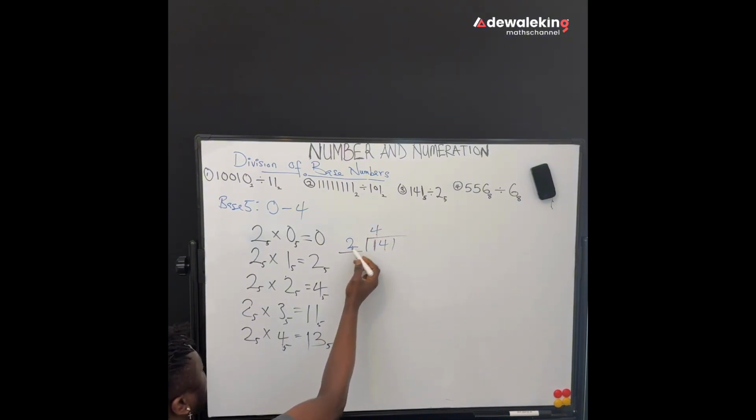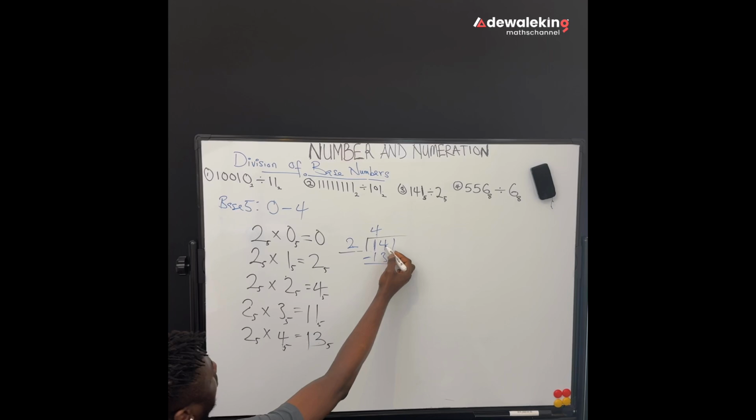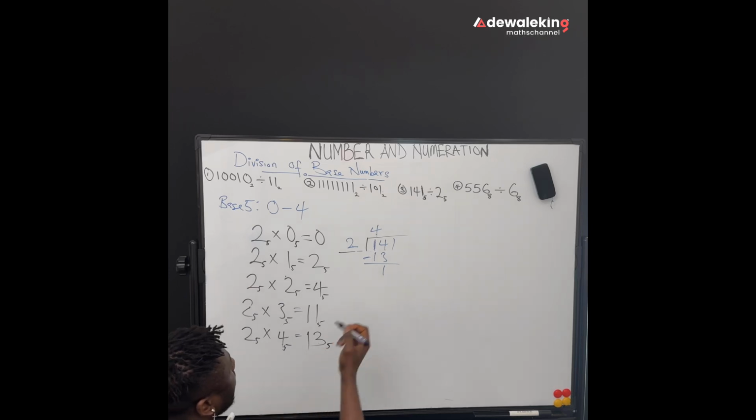4 times 2. 4 times 2 is 1, 3. So you say 1, 3. Then you put your minus sign for subtraction. Subtract 1, 4 minus 1, 3. This will give us 1. Then the next thing is to bring the number here down. And that will give us 1.